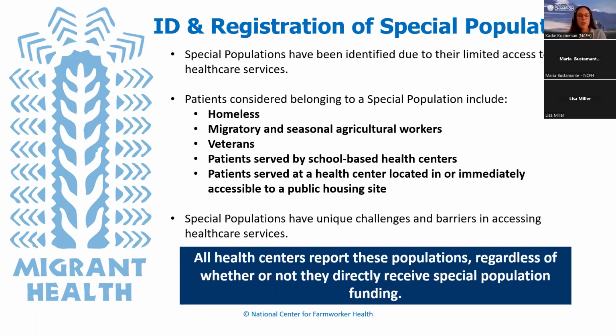Patients considered belonging to a special population include those listed on the screen: homeless or people who are unhoused, migratory and seasonal agricultural workers, veterans, patients served by school-based health centers, and patients served at a health center located in or immediately accessible to a public housing site. It is important to identify all special populations, not just your agricultural workers. All health centers report these populations regardless of whether or not they directly receive special population funding.